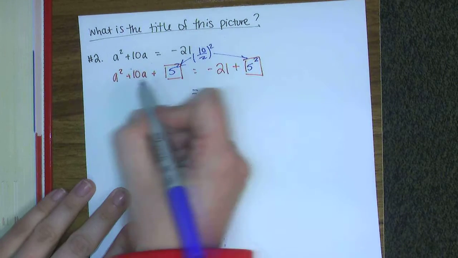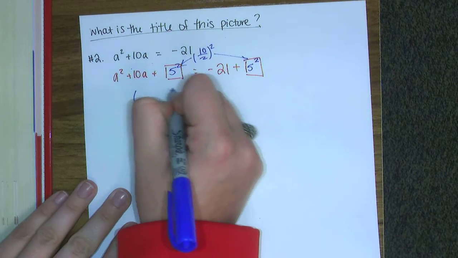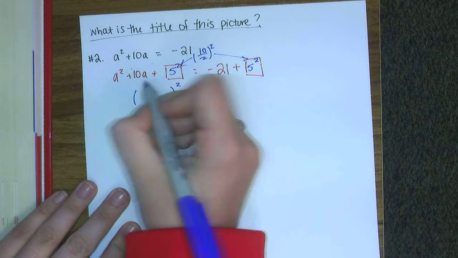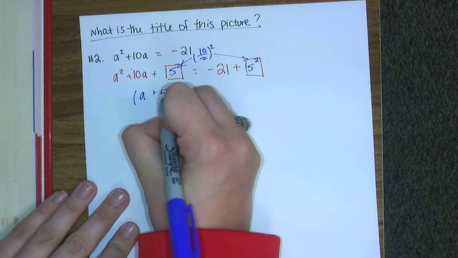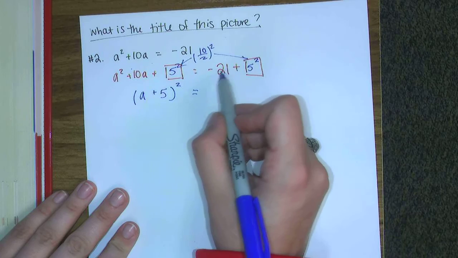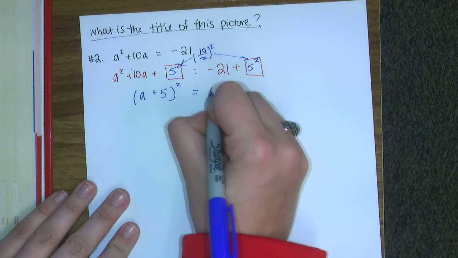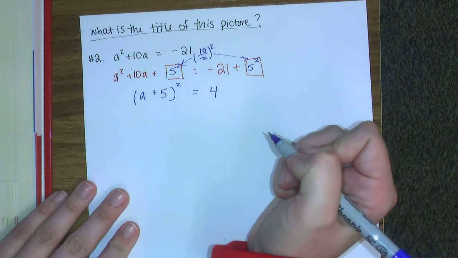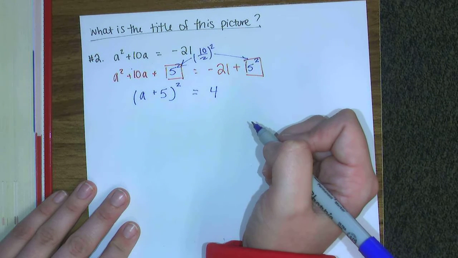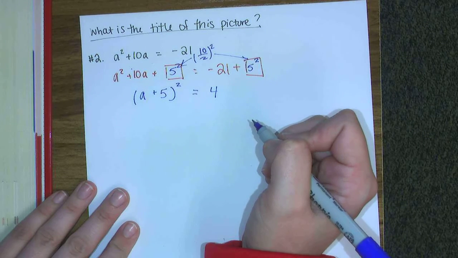So then I can rewrite this side. This is positive, so it's plus. All of it's being squared: a plus 5. Now, 5 squared is 25. 25 minus 21 is 4, so I'm going to rewrite that as 4. If you need to write out every little step, you're welcome to do that, but I'm just trying to go through the basic math stuff as quickly as possible.